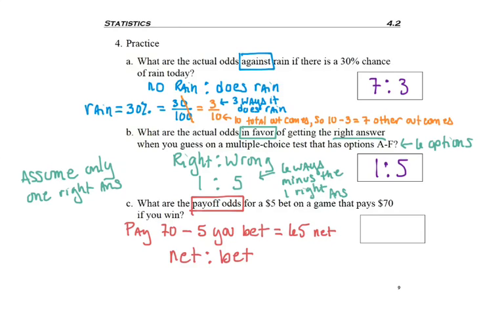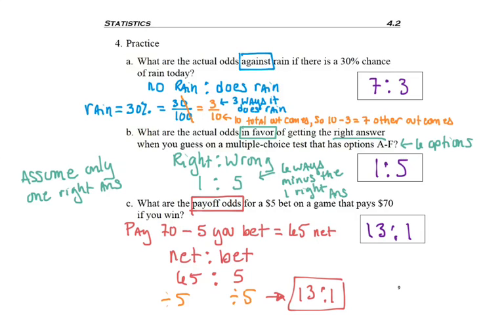So payoff odds are net to bet. So it's going to be 65 to 5. That's not the right answer though. Whenever it comes to odds, they always want everything reduced as small as possible. So far that's happened on all of the problems we've looked at. But in this particular problem, I can divide both sides by 5. Now, divide by 5 seems a little weird because it's not an equal sign, but each side can be reduced by a factor of 5. And so I'll get 13 to 1. That is the payoff odds.